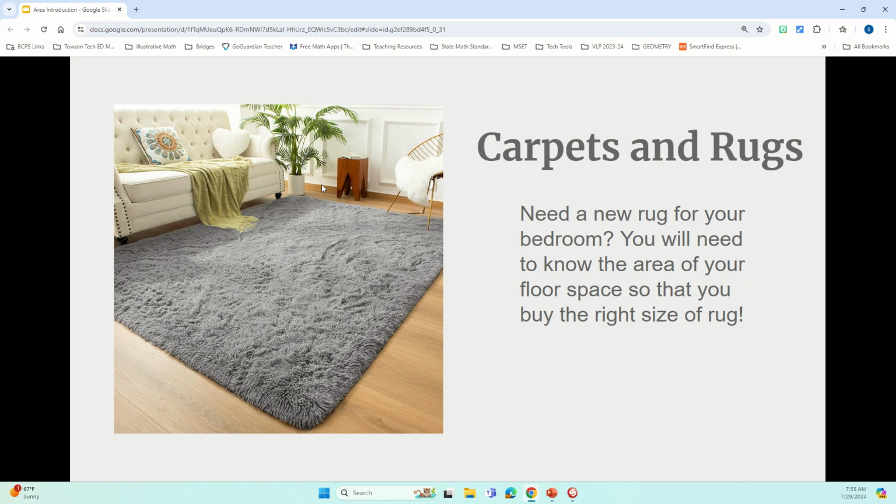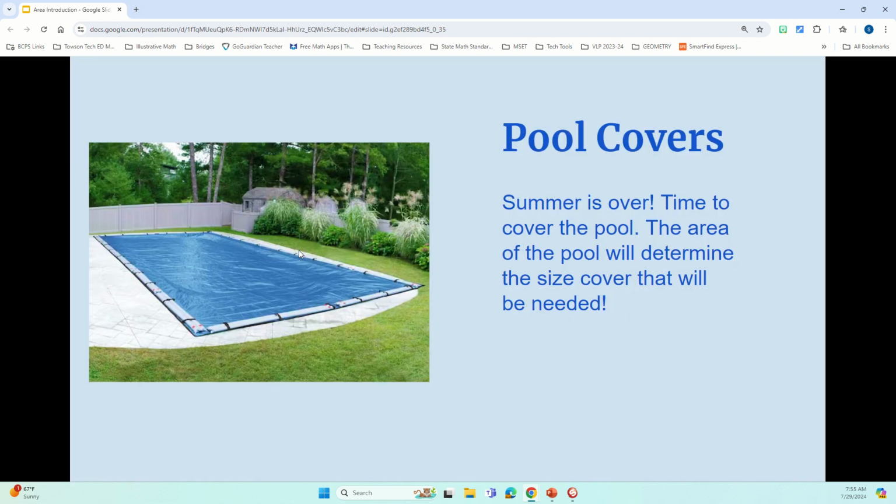Carpets and rugs. If you need a new rug for your bedroom, you'll need to know the floor space so that you can find the right size area rug. Pool covers. Summer's over, it's time to cover the pool. You need to know the area of your pool so that you can buy the right size cover to protect it from the winter.